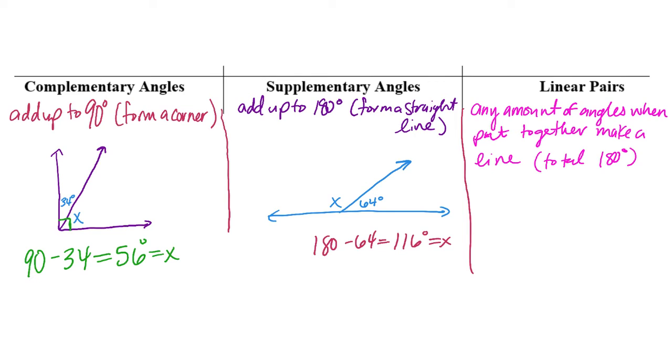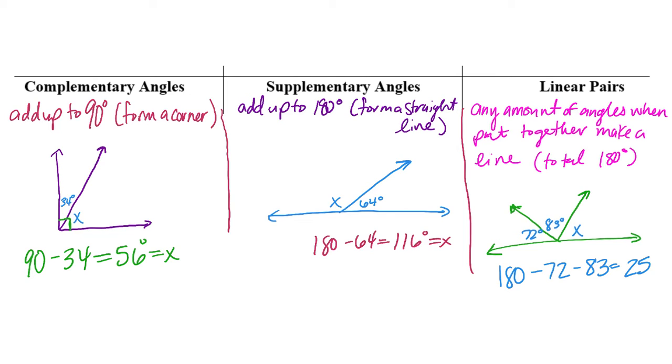So if we have a straight line, it took 3 angles to add up to get that straight line. We have 72 degrees, 83 degrees, and X. So we can do 180 minus 72 minus 83, which gives us 25 degrees. So X is 25 degrees.